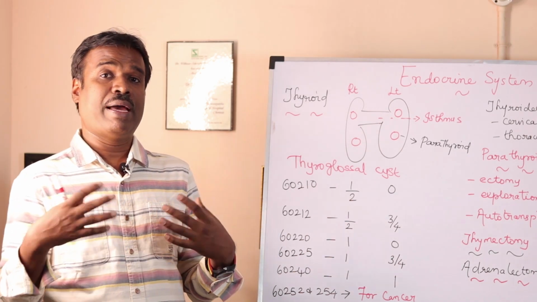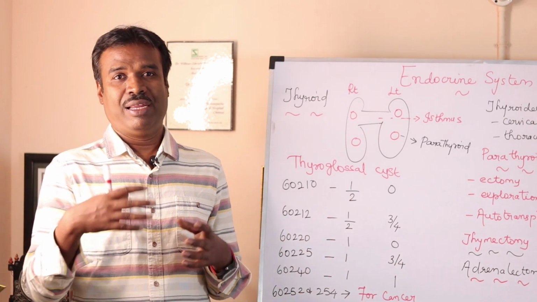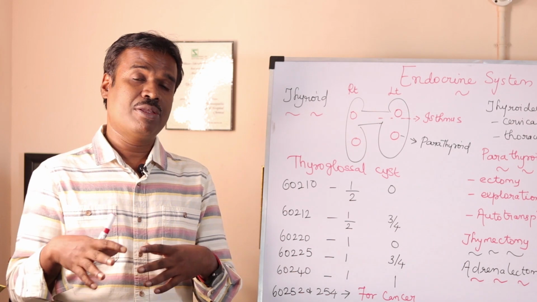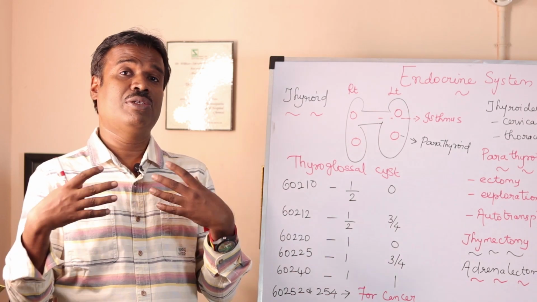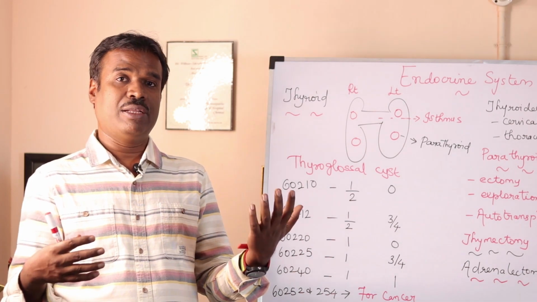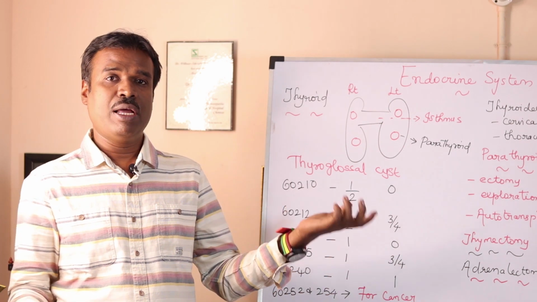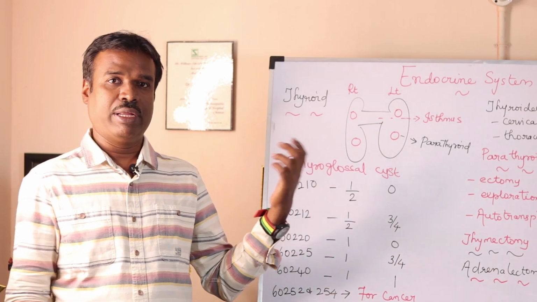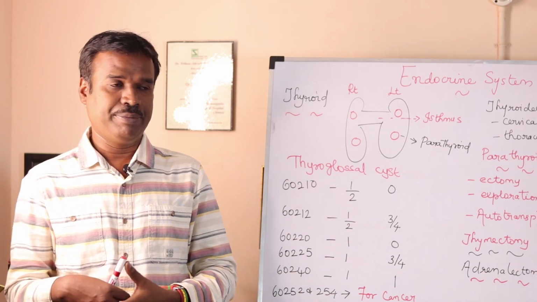Whenever there is hyperparathyroidism, it's a parathormone imbalance or excessive production, or when there is a tumor or adenoma of the parathyroid, then they will have to go for a parathyroidectomy. In the same way, adenoma can also occur in the thyroid. They can go for a partial thyroidectomy.